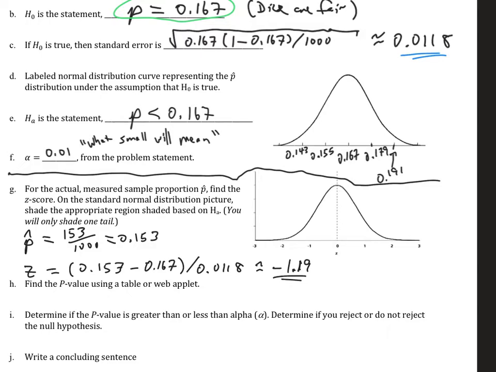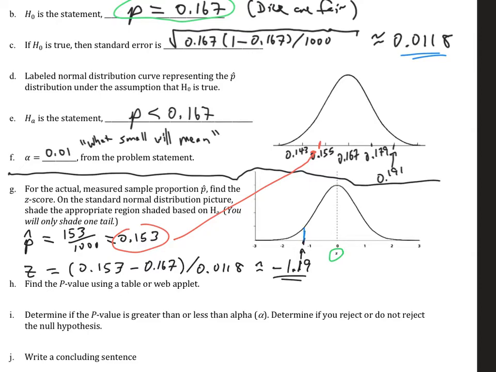So negative 1.19 is just here on the z-score. Notice this is the z-score distribution now. A z value of negative 1.19 would be right there. That makes sense because the p hat value that we got, if I drew it up here, would have been right about there. 0.153 is just to the left of 0.155. You can see how that's relatively the same as in the bottom picture. The whole reason we draw the bottom picture is because that's how our table is organized.